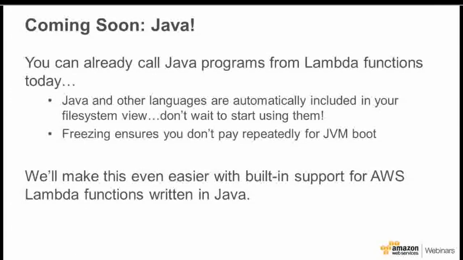And now I want to talk about something that's coming soon. So everything you've heard up to now is available in full production and ready to go today. And we've got one pre-announcement that we made a couple of weeks back about Java. And let me first say that if you're interested in using Java, you don't have to wait. Java and other languages are included in the file system that you get on Lambda automatically. So you can fire up a JVM from your node code and you can use Java today.